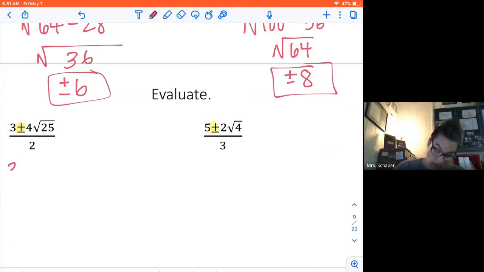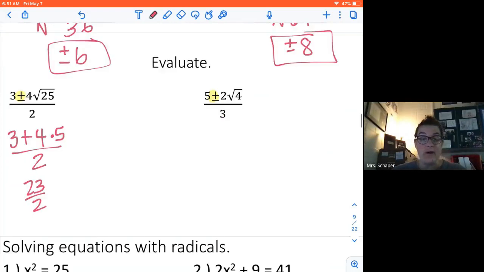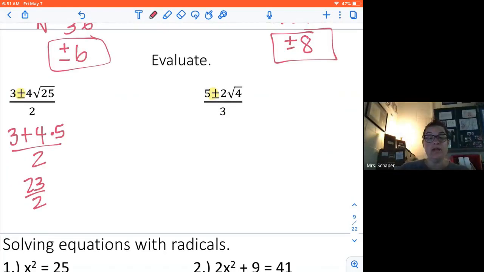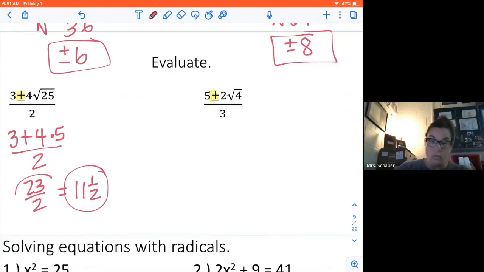So 3 plus 4, the square root of 25 is 5, divided by 2. We're using our order of operations. 4 times 5 is 20. 20 plus 3 is 23 over 2. I am fine if you want to leave it as an improper fraction that way. If you want to change it into a mixed number, you can go ahead and do that as well. 11.5. Either one of these will work.